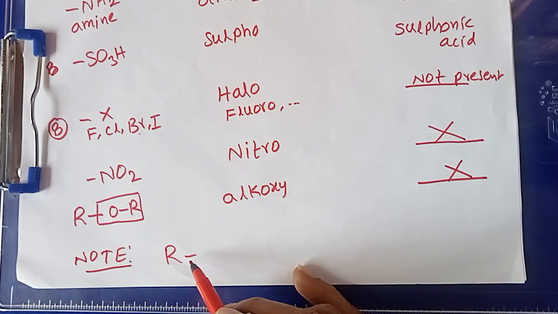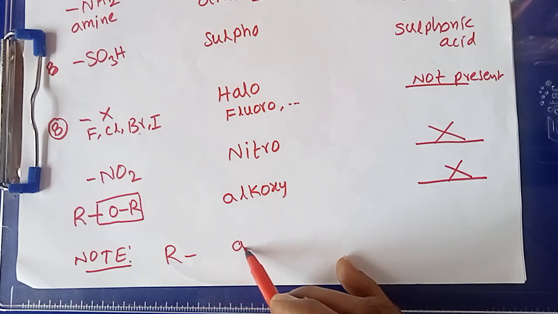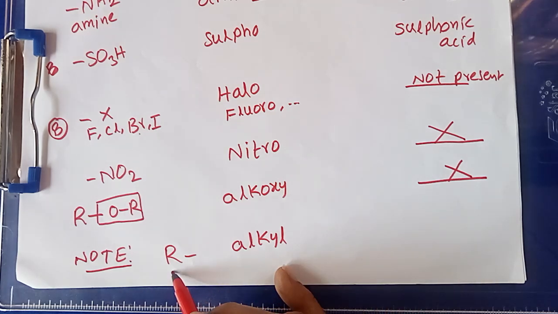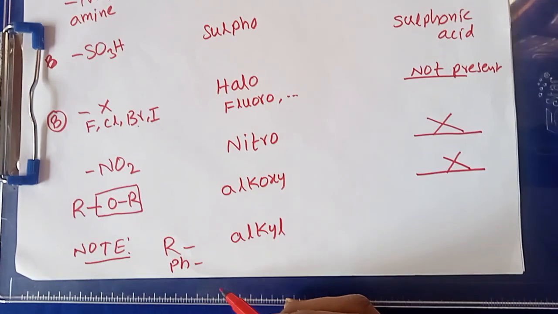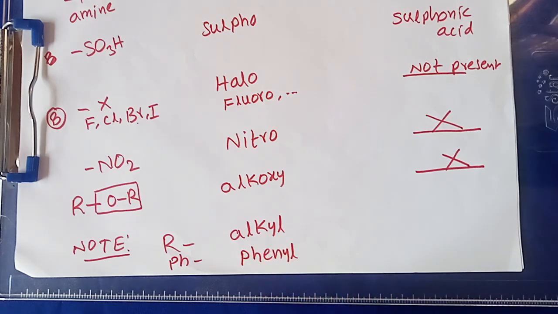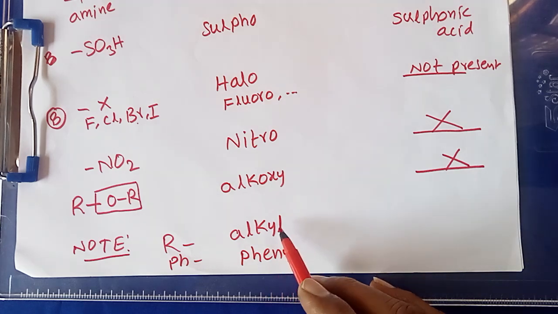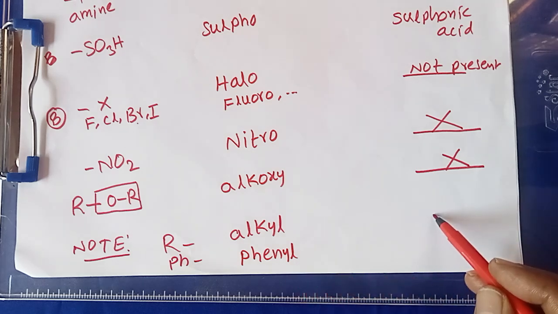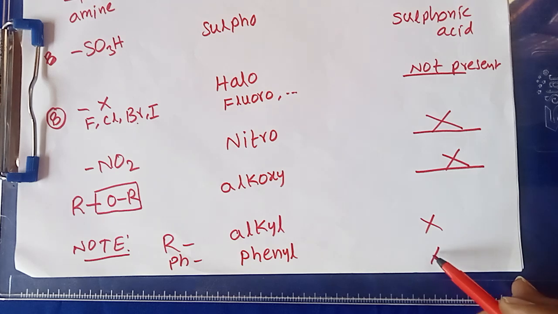R, it is not a functional group. Only the secondary prefix is alkyl. Ph, it has only the secondary prefix, phenyl. So these are the very important functional groups. Most important. Remember this. Alkyl and phenyl. For this one, alkyl, actually alkyl is not a functional group. There is no secondary suffix. Phenyl also has no secondary suffix.